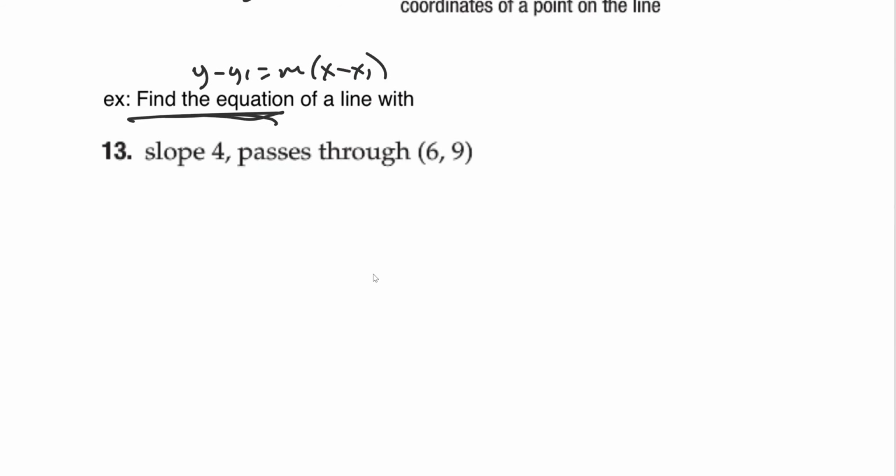So let's do a couple examples of that. So the first one, slope of 4 passes through 6, 9. They want me to write an equation, so I'm going to write this down. Now they want a slope of 4, so I have a slope of 4, and it passes through points 6 and 9.